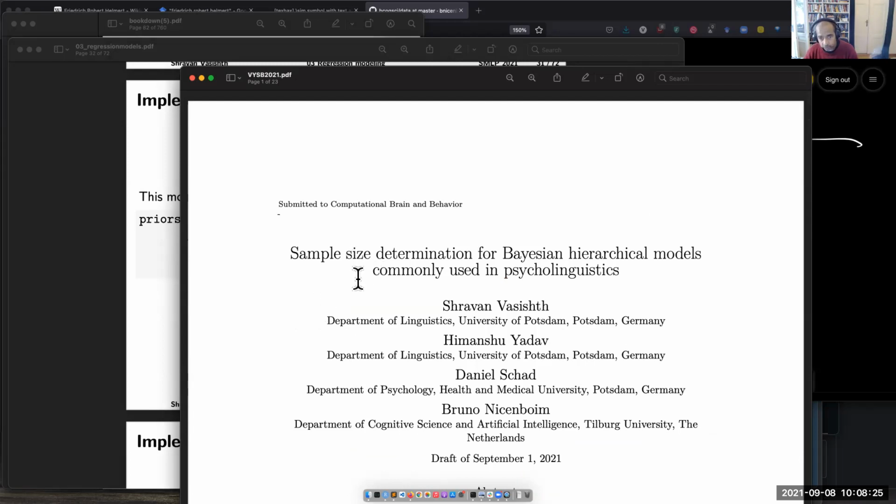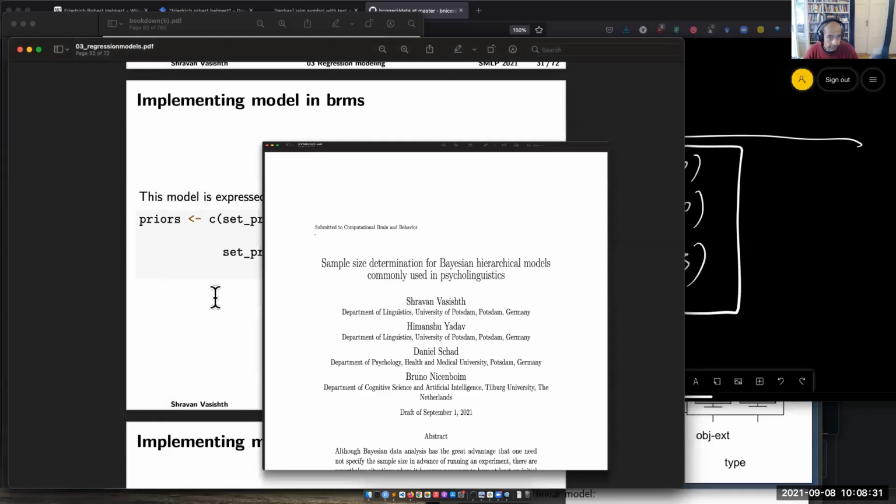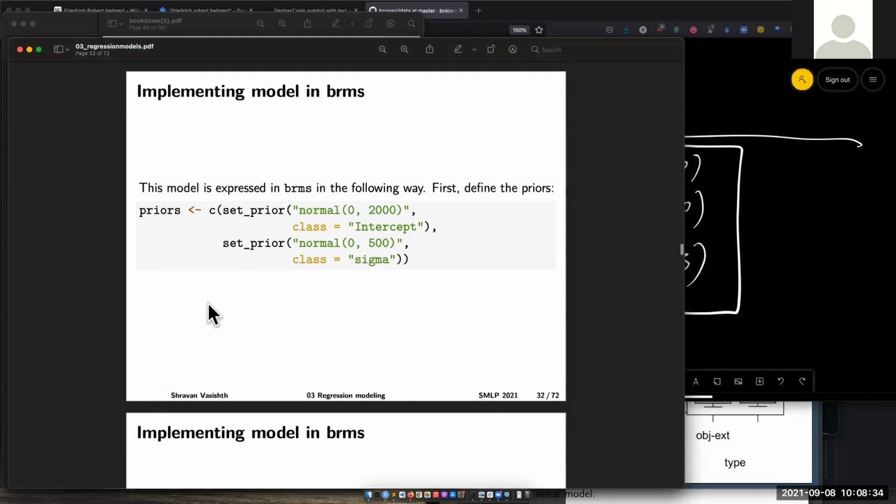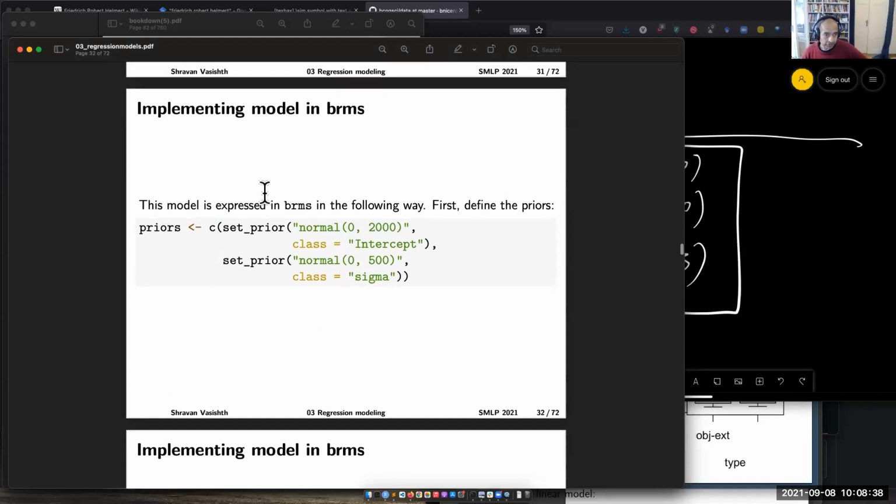By the end of today, you will know how to run this kind of model, right? So you're almost there now. Okay? Great, thank you. All right. So now I'm going to show you how to fit this.